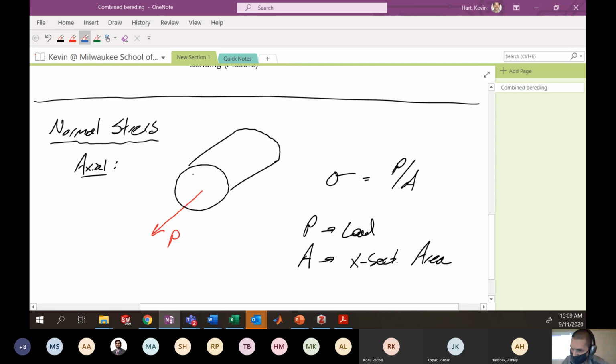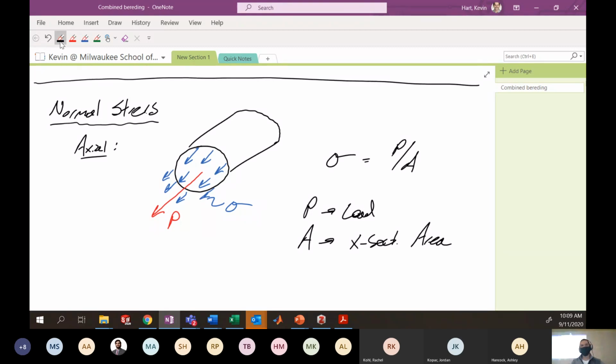I'll do my best to draw this, but here we might consider the stress in the beam to be uniform over this particular cross-section. Something like this, where this is your normal stress. All right, uniform over that entire surface. Uniform magnitude.